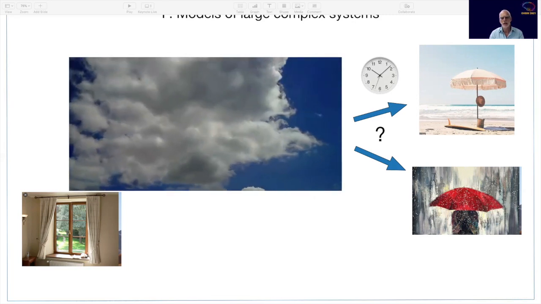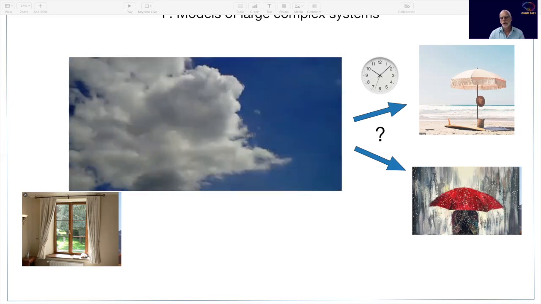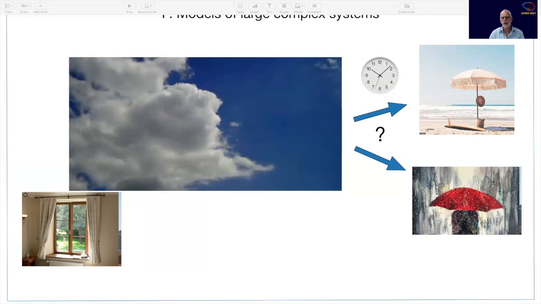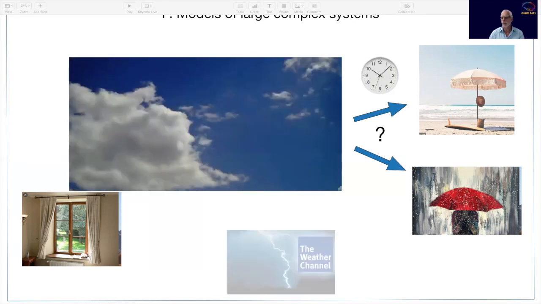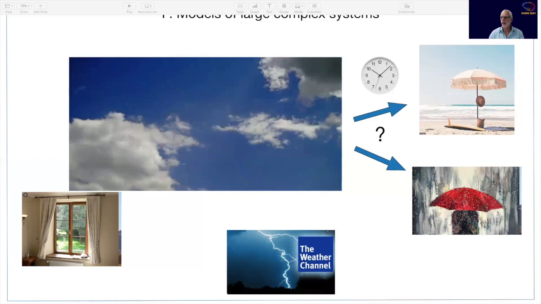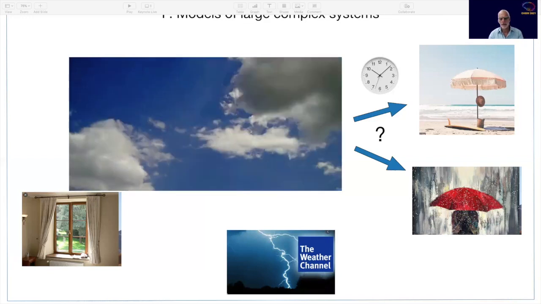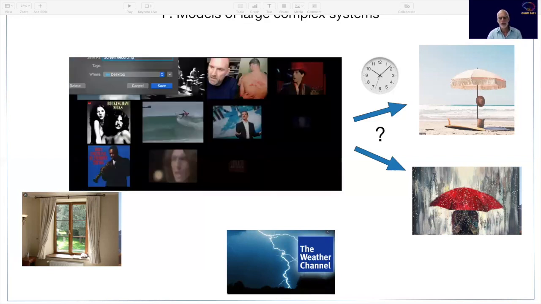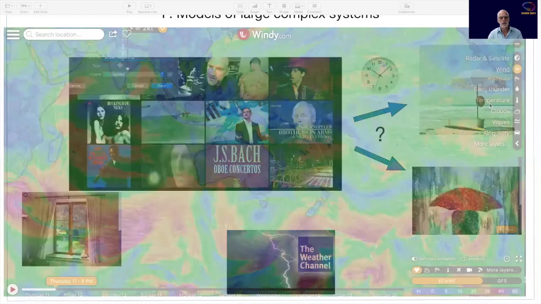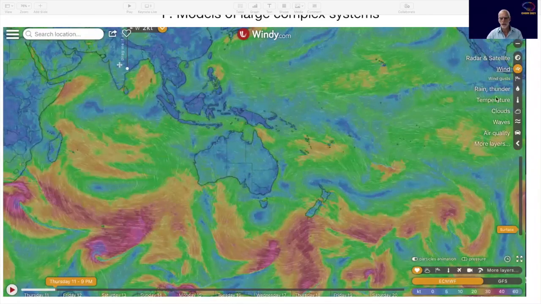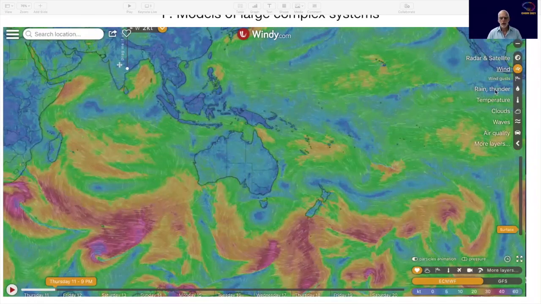So you want some weather forecasting. Looking out the window isn't going to be sufficient. And how do you do that? Well, us citizens can just go and look at the Weather Channel or the Bureau of Meteorology. This is as sophisticated as weather forecasting gets now.